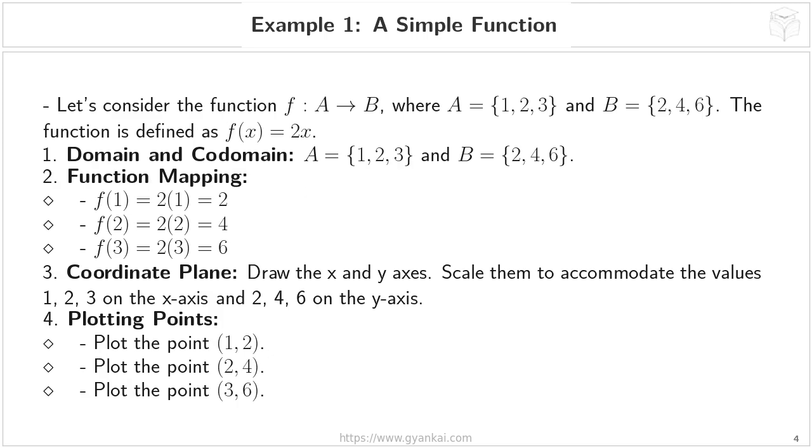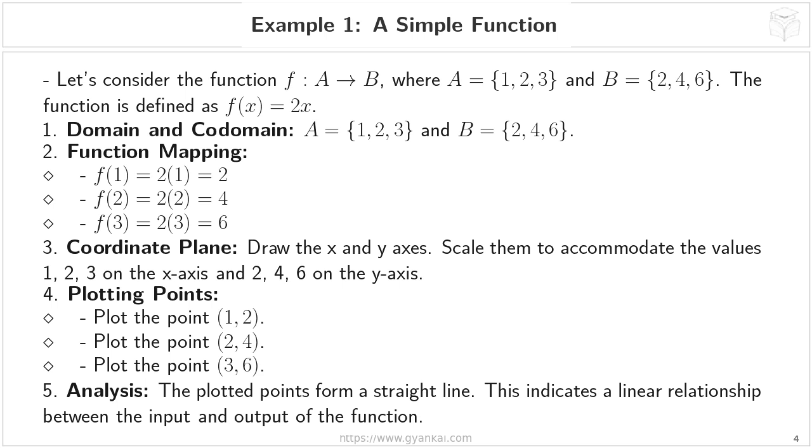Now comes the plotting part. For each element in our domain, we'll plot the corresponding output as a point on the coordinate plane. So, for x equals 1, f of x is 2, giving us the point 1, 2. For x equals 2, f of x is 4, giving us the point 2, 4. And for x equals 3, f of x is 6, giving us the point 3, 6.